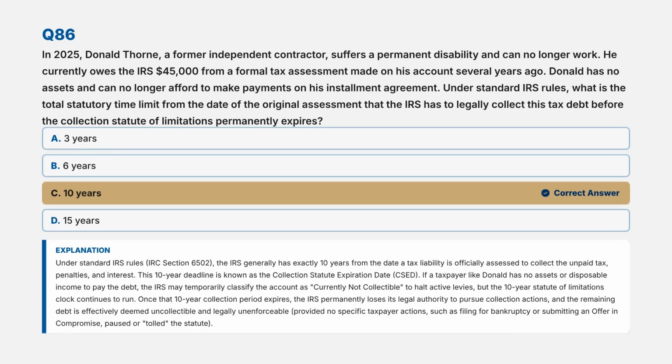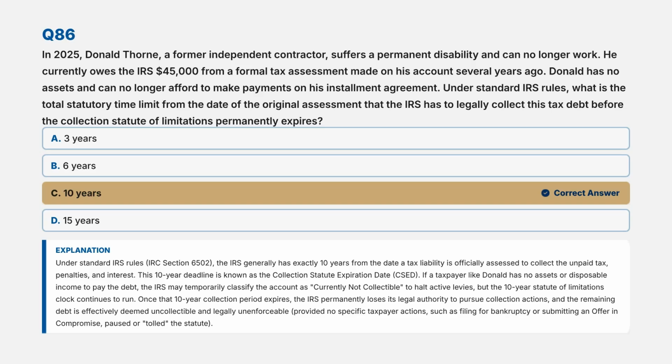The correct answer is C. 10 years. Under standard IRS rules, IRC section 6502, the IRS generally has exactly 10 years from the date a tax liability is officially assessed to collect the unpaid tax, penalties, and interest. This 10-year deadline is known as the Collection Statute Expiration Date, CSED.